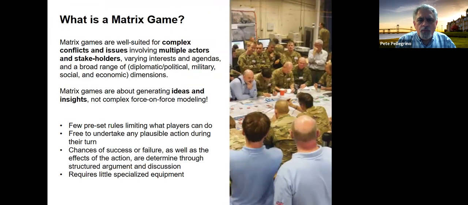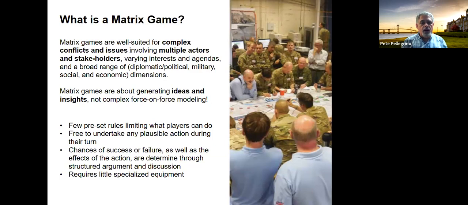These are games which are best suited for complex issues where you've got a lot of actors who have equity in the story, so to speak, with varying interests and agendas. And they really fit nicely into diplomatic and conspiracy and convoluted stories that you're trying to gain a better understanding into. But realize what a matrix game is trying to do. It is trying to create insights into problems, not generate some quantitative answer in terms of the likelihood of something occurring or not occurring.